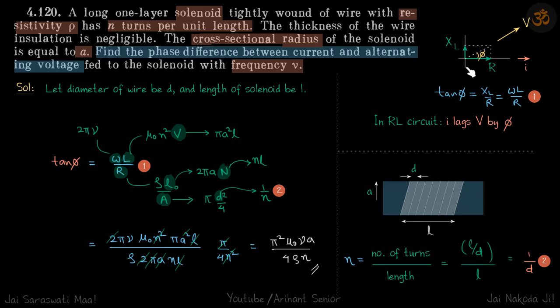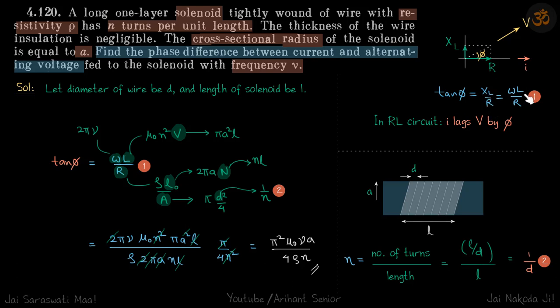So let's draw the phasor diagram. Because both L and R are in series, we'll take current along the x-axis because that current is common in a series LR circuit. So R will be along here, XL will be along here. So this ratio of XL by R will be tan phi, and this is where the voltage will be. So this gives tan phi is XL by R.